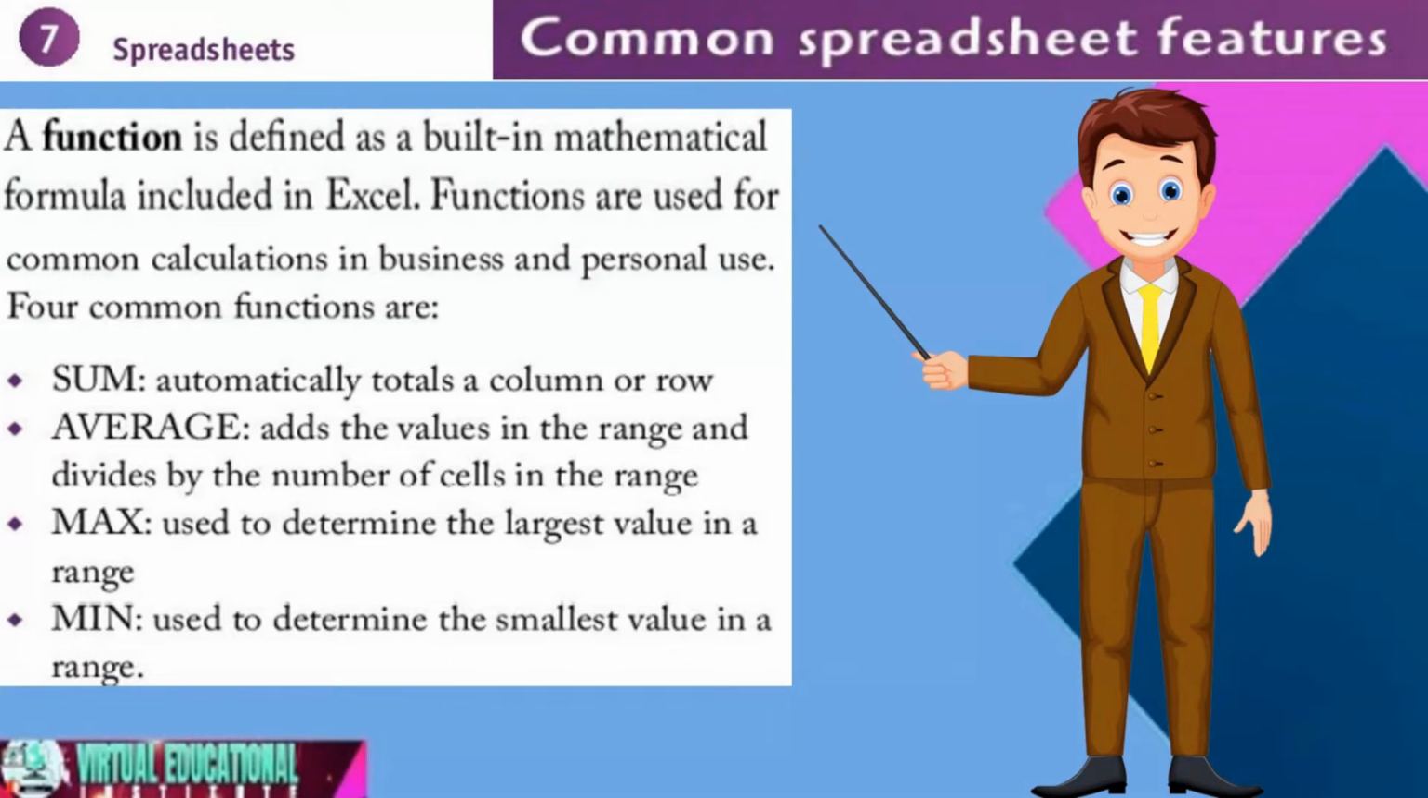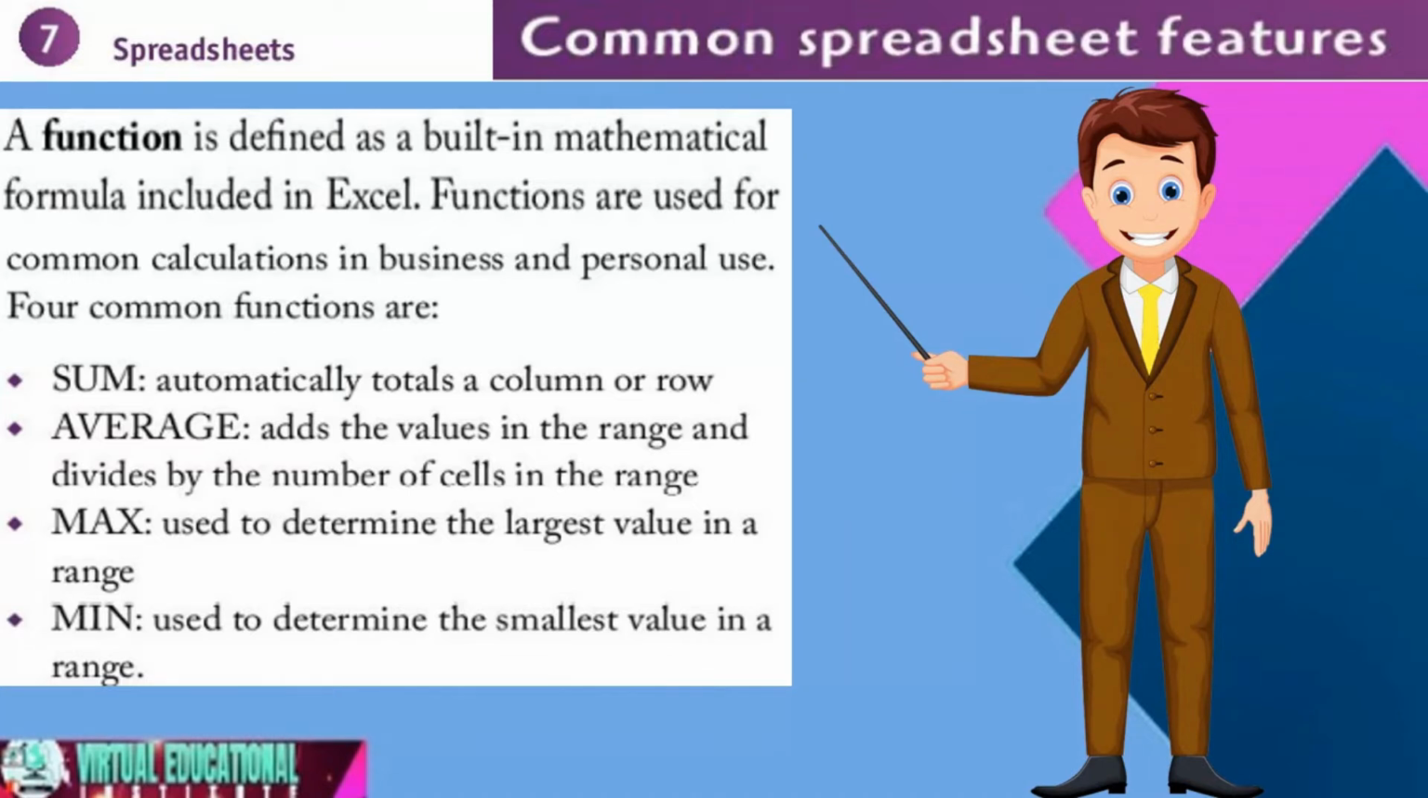Now, four common functions are sum. What does the sum stand for? What does this function enable you to do? The sum function automatically totals a column or a row. So therefore, if you have some values in your column, you can use the sum function to find the total for them. If you have some values in your row, you can use your sum function to find the total for them.